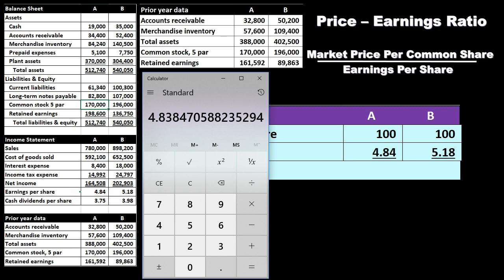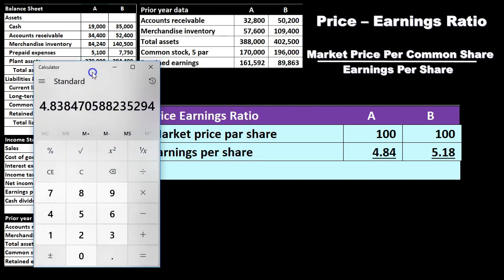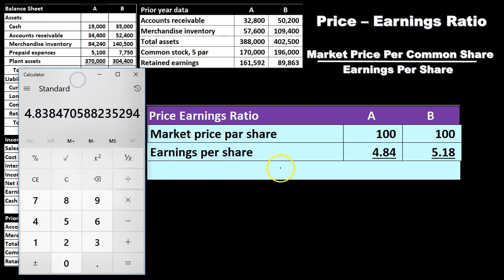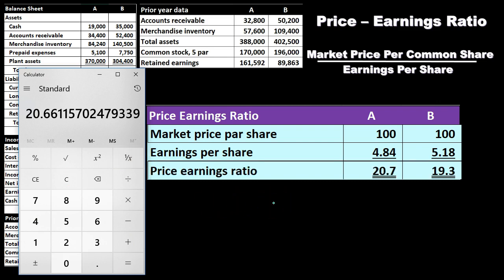In this case, we're not taking into consideration any preferred stock. We're just allocating the net income to the owners, the common stockholders, on a per share basis. And that's going to give us our 4.84. So then we can take that $100, 100 divided by the 4.84, and that's going to give us our 20.7 in this case. So again, let's consider this again.